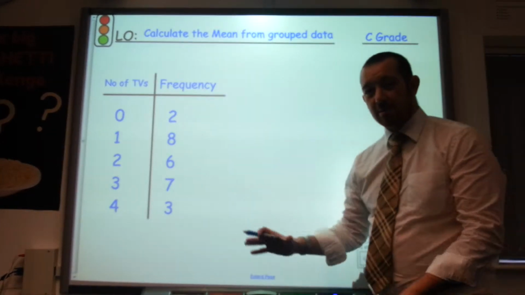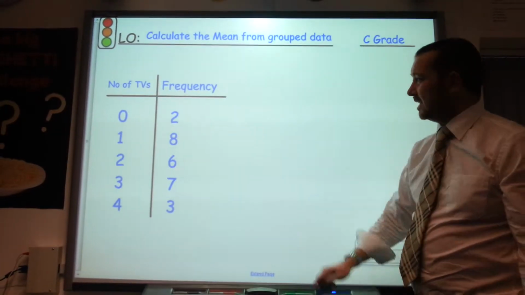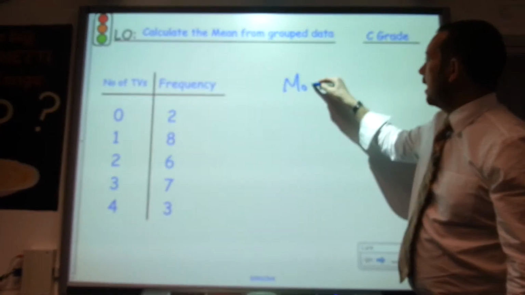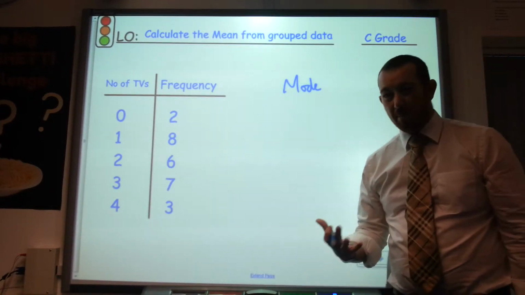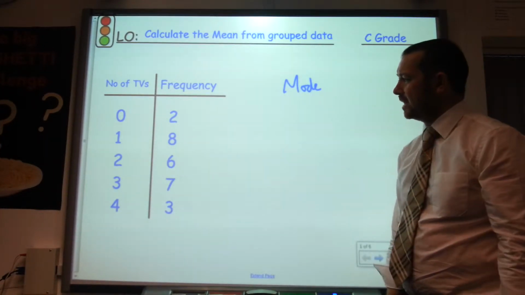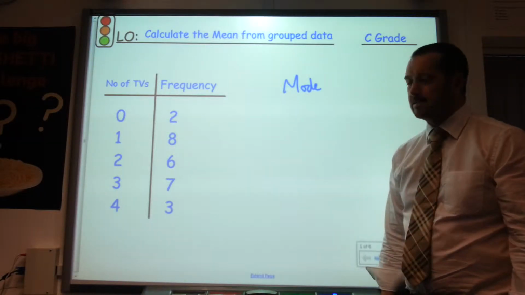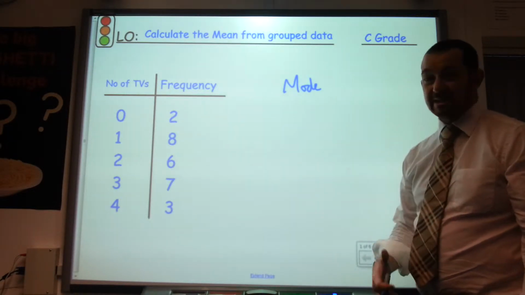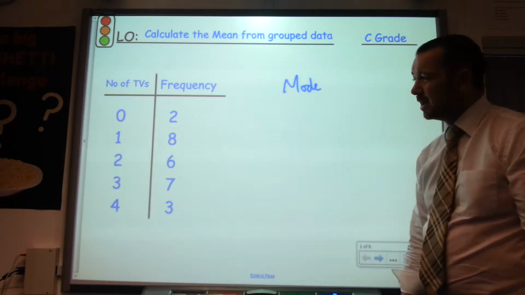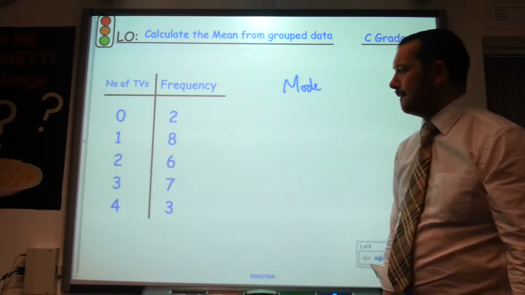Now, before we go on to the mean, you could also be asked what is the modal amount of TVs, or the mode. Can you remember what the mode means? Well, the mode is the most frequent, the one that occurs the most. So I'm looking for the number of TVs though.